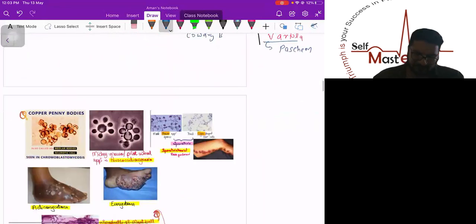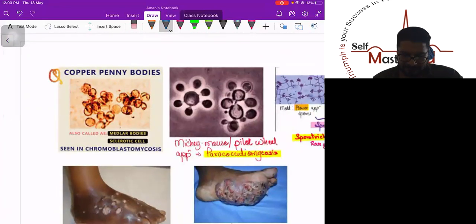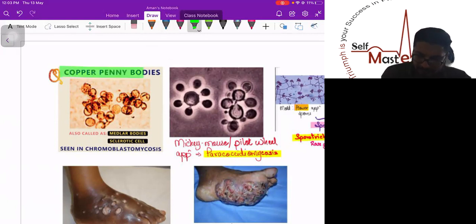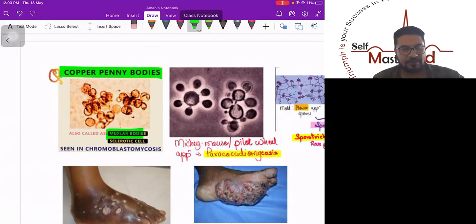Then let me talk about some of the fungi, the questions they ask in the exam related to fungi. The first is copper penny bodies. Copper penny bodies, we also call them medlar bodies or sclerotic cells. These are seen in chromoblastomycosis. So you will see copper penny bodies in case of chromoblastomycosis.